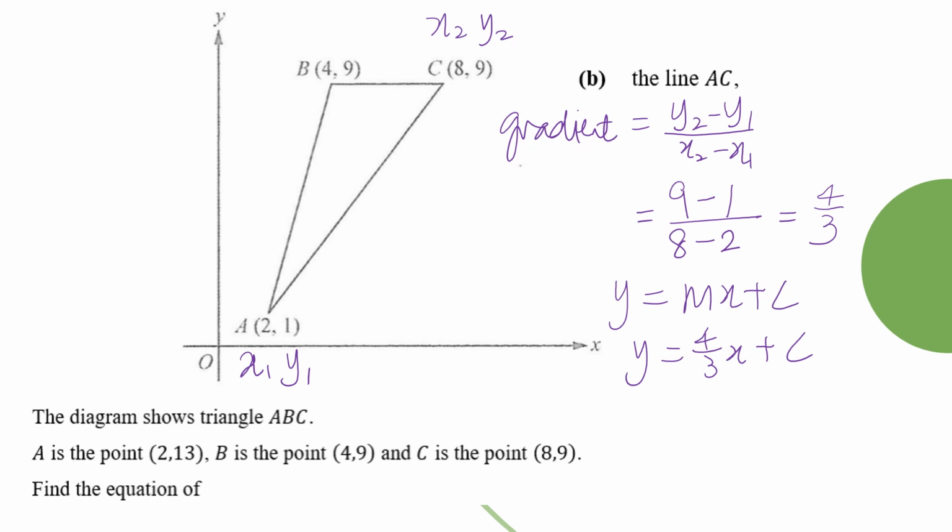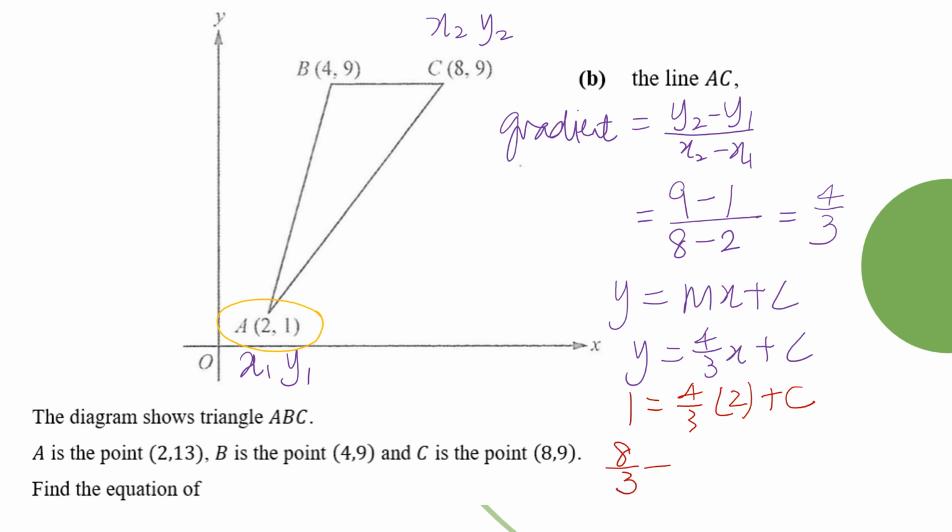So I still need to find c, right? Remember how we did that earlier on? There are 2 points there, point A and B. Which point do you want to use? I would use this point because 2 and 1 is smaller in value than 8 and 9. So I'm going to substitute y to be 1, x to be 2. Remember the seesaw thing that I told you? Change position. 4/3 times 2 is 8 over 3.